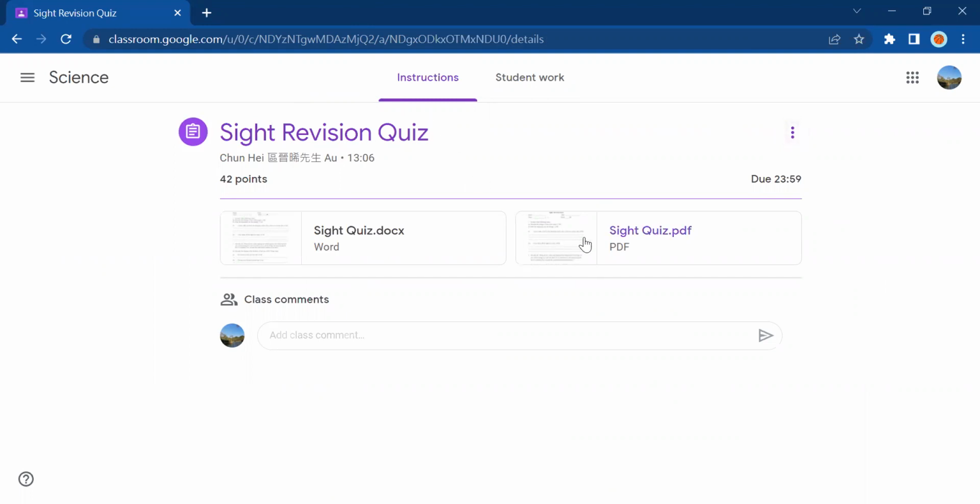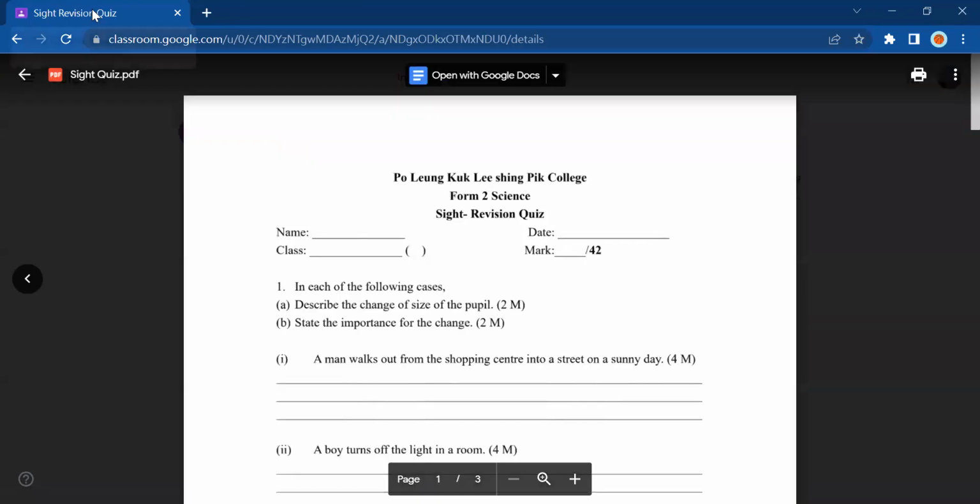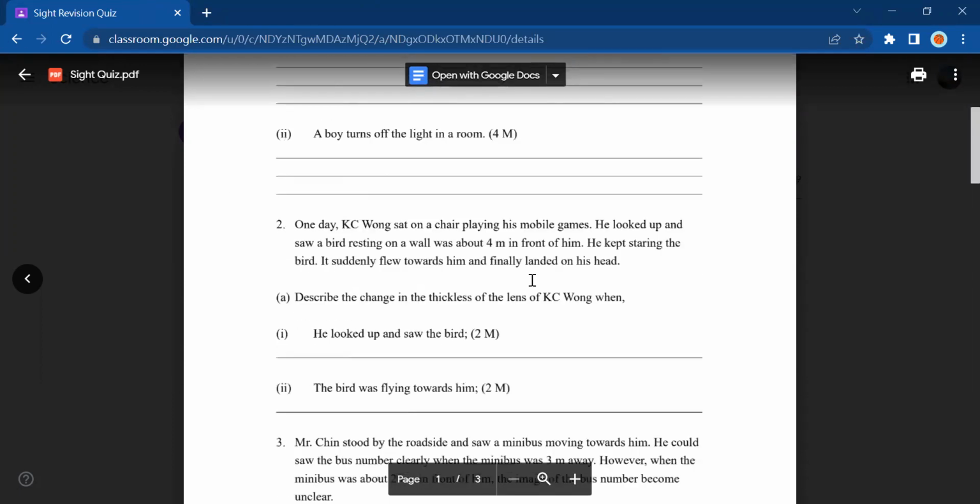Okay, do it today. I've already uploaded a science quiz. I know tomorrow we will have a quiz, but this is the revision exercise. So you may complete it.